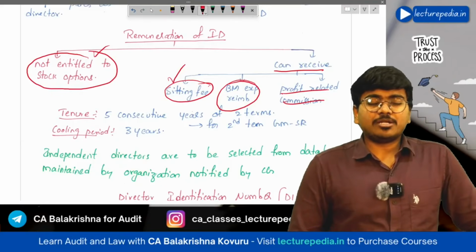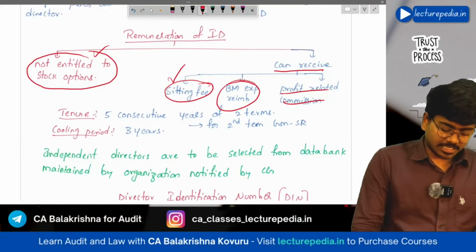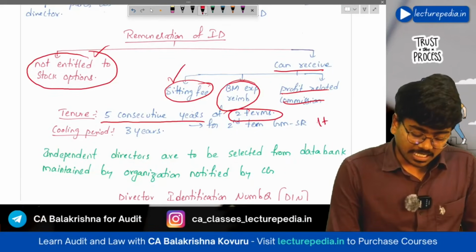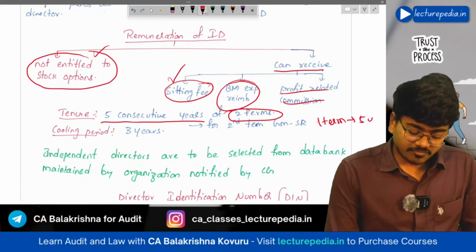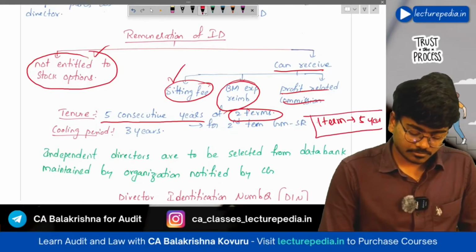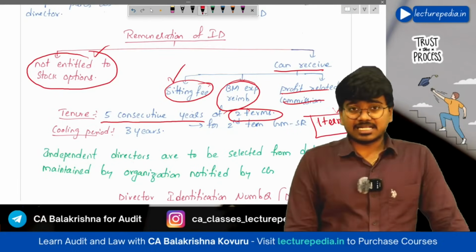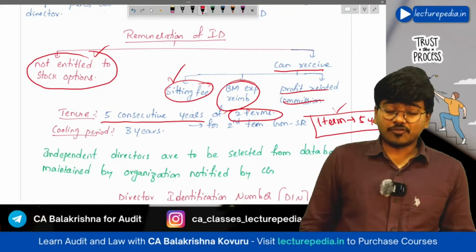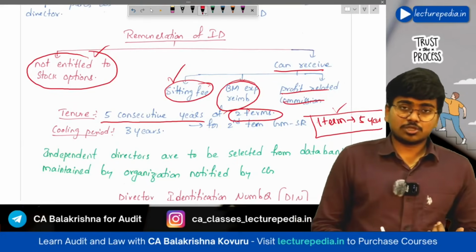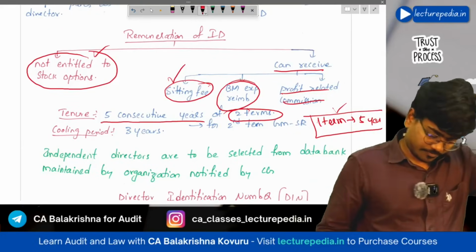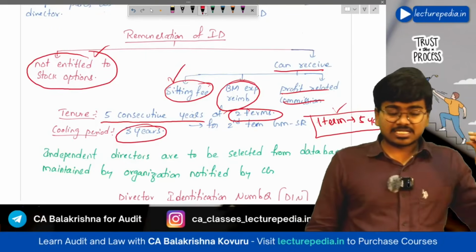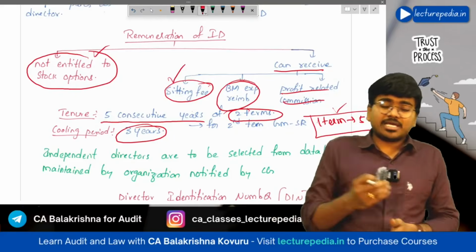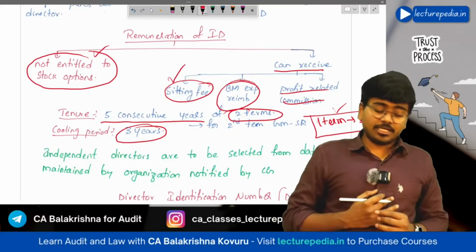Coming to the tenure of independent director, this is important. The tenure of independent director is 2 terms of 5 consecutive years. Here one term means 5 years. So like this, the person can act as independent director of the company for 2 terms of 5 consecutive years. Like this, he can act for 2 terms. And the cooling period is 3 years. After completing his 2 terms, for the next 3 years, he cannot be again appointed as independent director of your company. Cooling period will be 3 years.